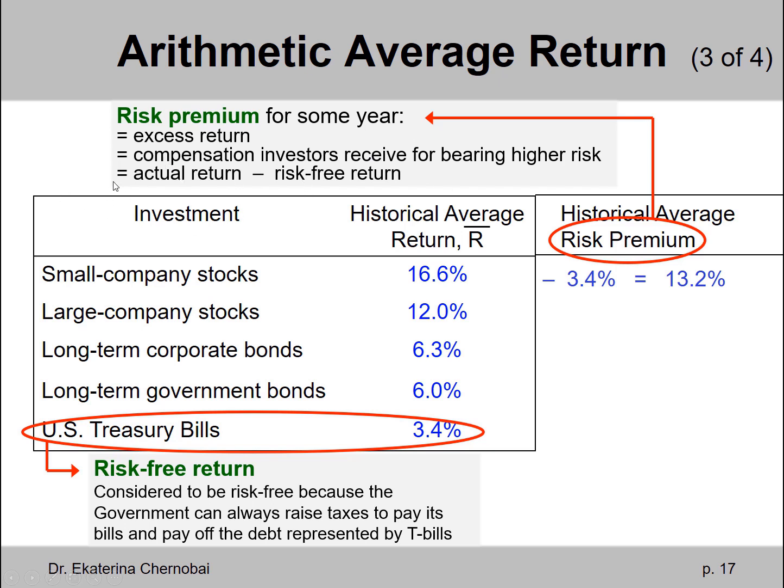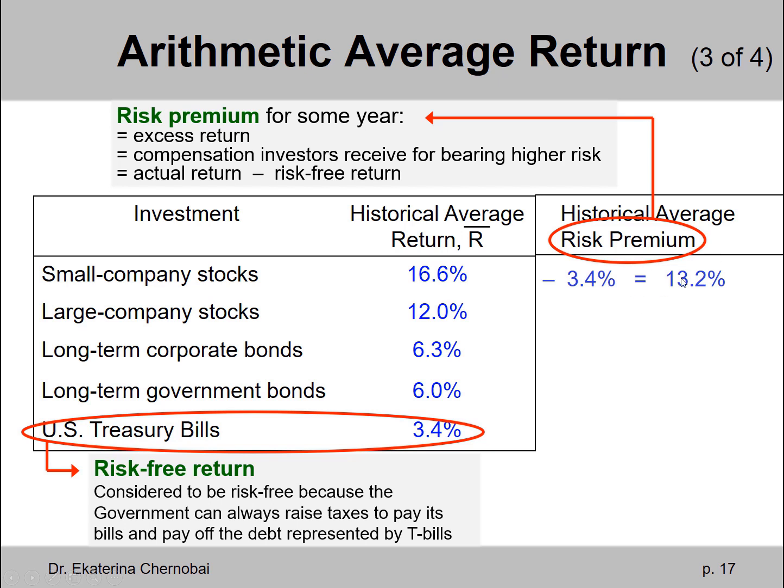So that's the return you earn on your chosen investment minus the risk-free return. The risk-free return is the US Treasury bill return. That's the risk premium. So 16.6% is the average return earned on small company stocks, minus 3.4%, the risk-free return, equals 13.2%. That's the excess return, or the risk premium, for buying small company stocks.